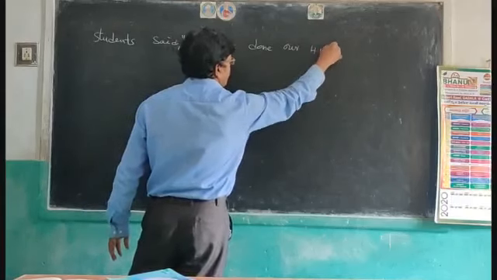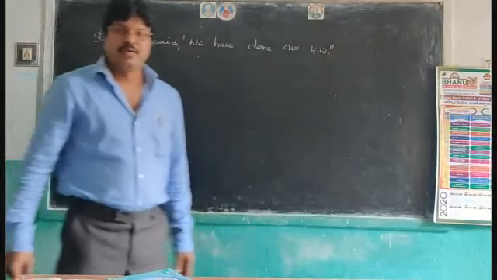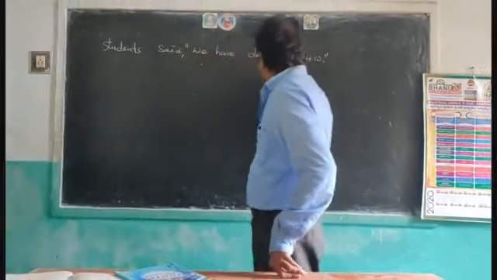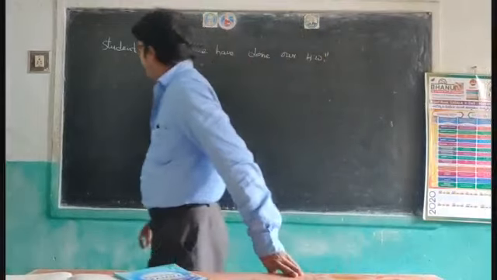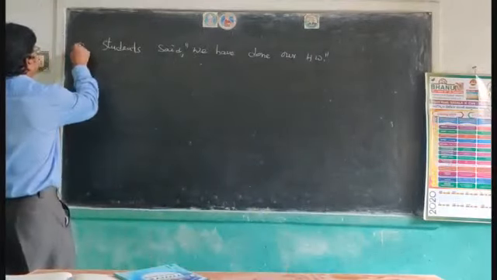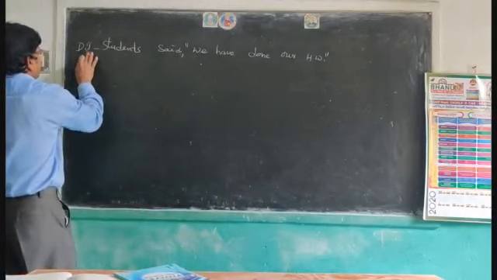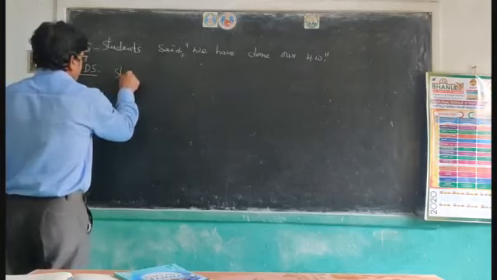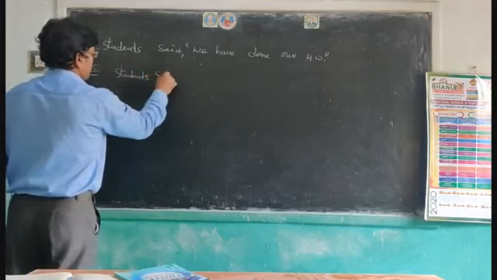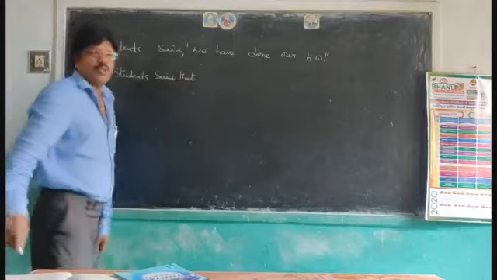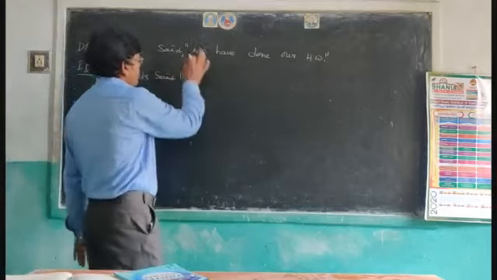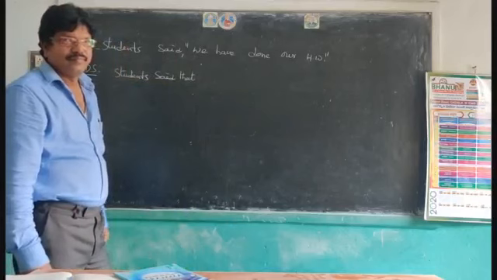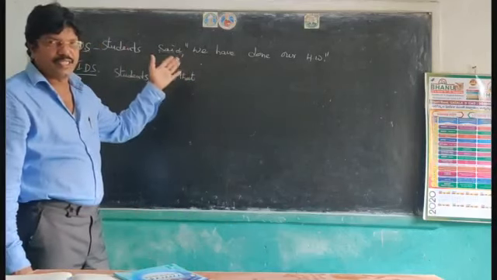We have done our homework. Students said, we have done our homework. So this is, we have done, present perfect tense. Students, direct speech, indirect speech. Students said that, remove commas. We have done: present perfect tense changes to past perfect tense.